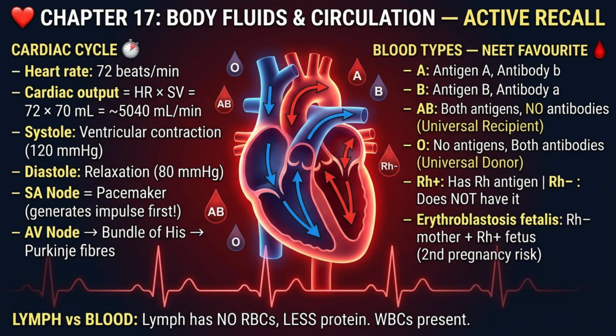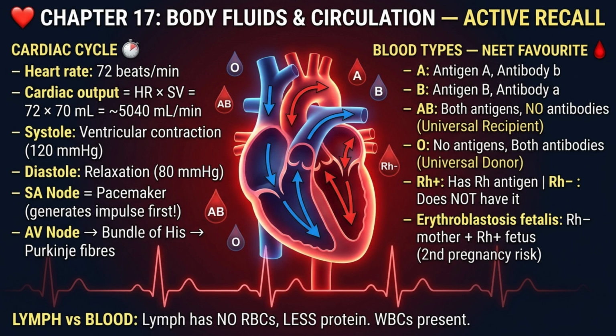Cardiac output is heart rate multiplied by stroke volume. 72 beats times 70 milliliters equals roughly 5040 milliliters per minute. Now blood groups, a NEET gold mine. O negative is the universal donor because it has no antigens at all, so no immune reaction. AB positive is the universal recipient because it has all antigens and no antibodies.